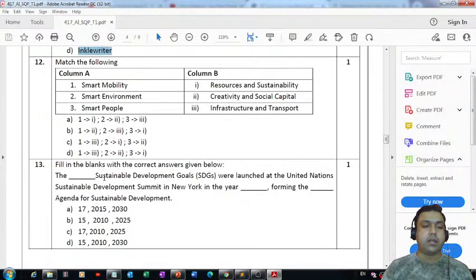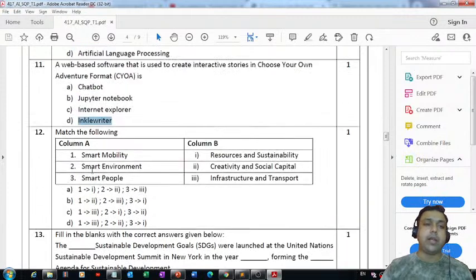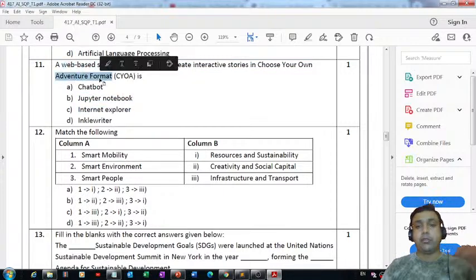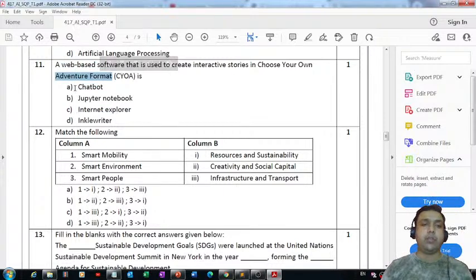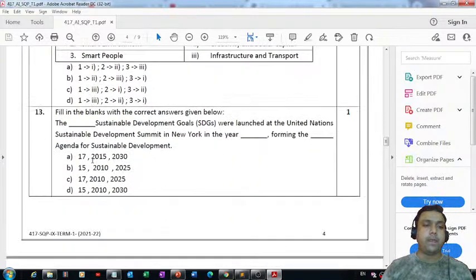Right? Ankle writer is the correct answer. That's how you can find out the correct answer. If you don't know what this thing is, if you don't know about this ankle writer, the one way you can find the correct answer for these type of questions is you can just check whether these are relevant to this question or not. And based on this, you can decide which is the correct option.